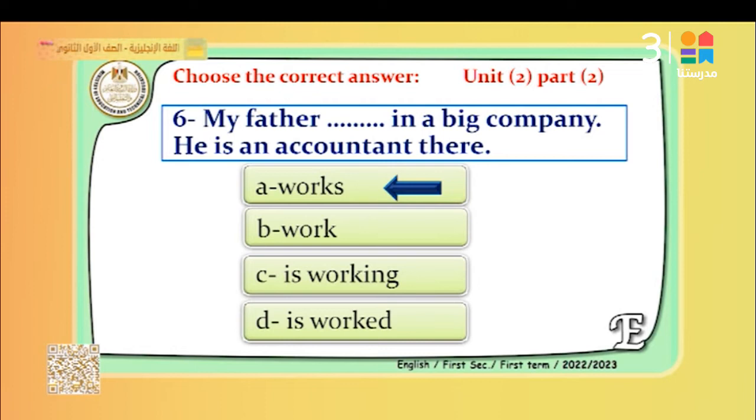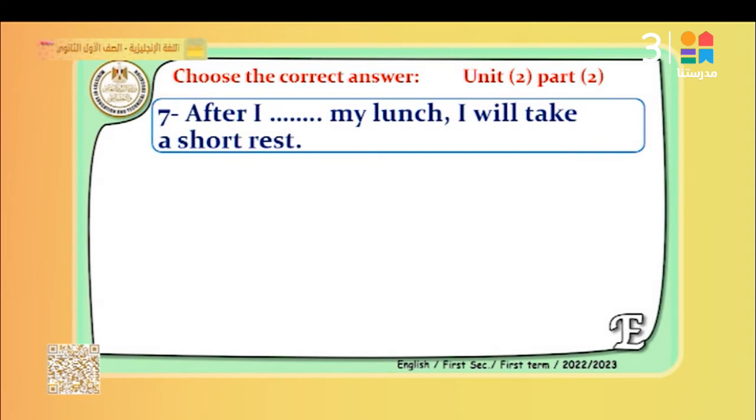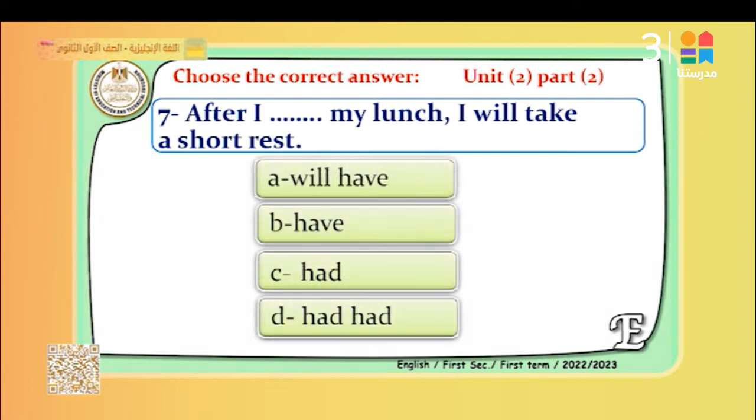Okay, the last question. After my lunch, I will take a short rest. After my lunch. This refers to the future. After I finish means I will finish, then I will take a short rest. So after I will have or have. Of course we agreed that after time conjunctions like after, before and as soon as, I use present simple to express the future. So I say after I have, I can't say after I will have.